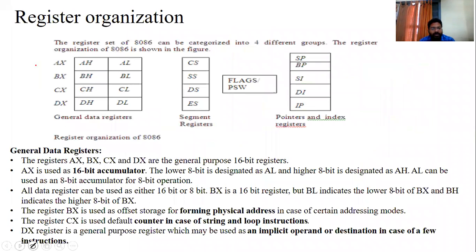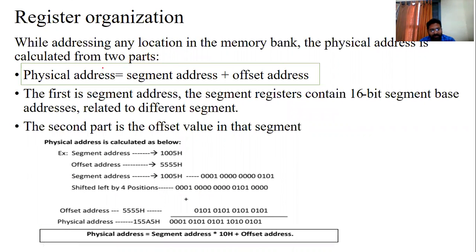You know that different types of registers are there: general purpose registers, segment registers, pointer and index registers, as well as the flag register. This is the physical memory, nothing but the address. This is a physical address. Physical address means a segment address plus an offset address. This is a 16-bit address, and this is also a 16-bit address. This entirely is the 20-bit address.